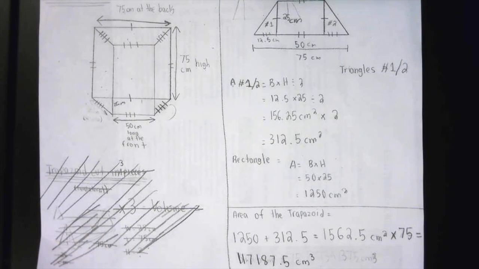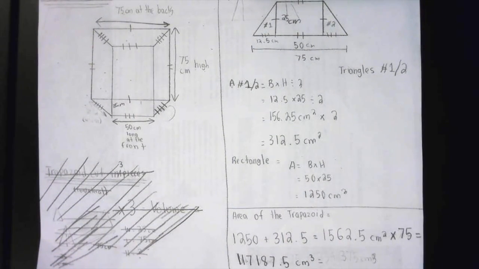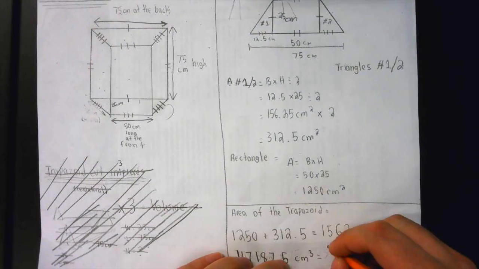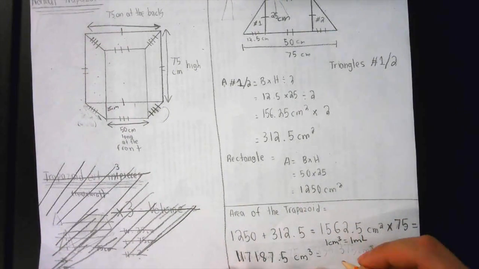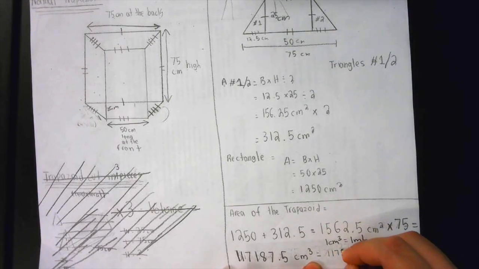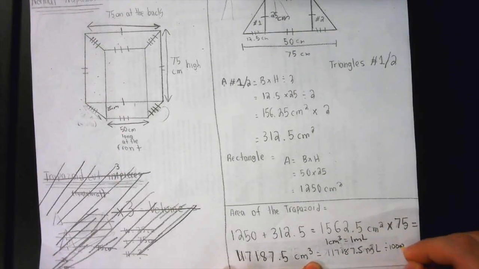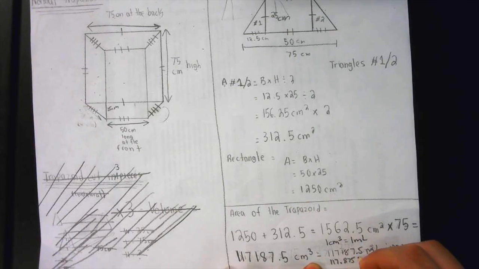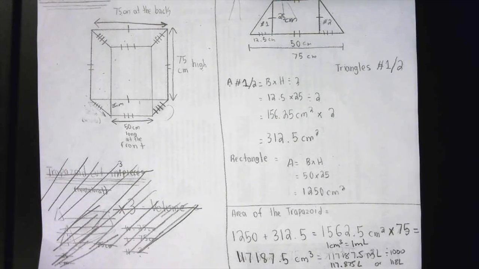Liters or milliliters. So how many liters or milliliters is this one? And what's the conversion of centimeters cubed to milliliters? Do you know what the conversion is? 1 centimeter cubed equals 1 milliliter. So in milliliters you would get the same answer. But if you make it into liters, you would divide the answer by 1,000. And what will be my final answer? 117.1875 liters. Or if you rounded it to 118 liters, we would have accepted that as an answer as well.